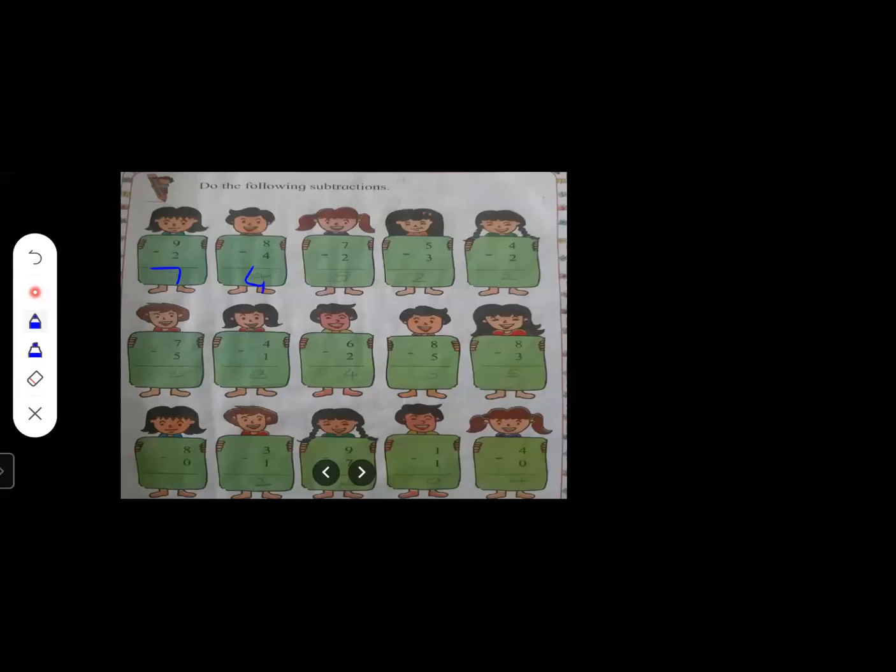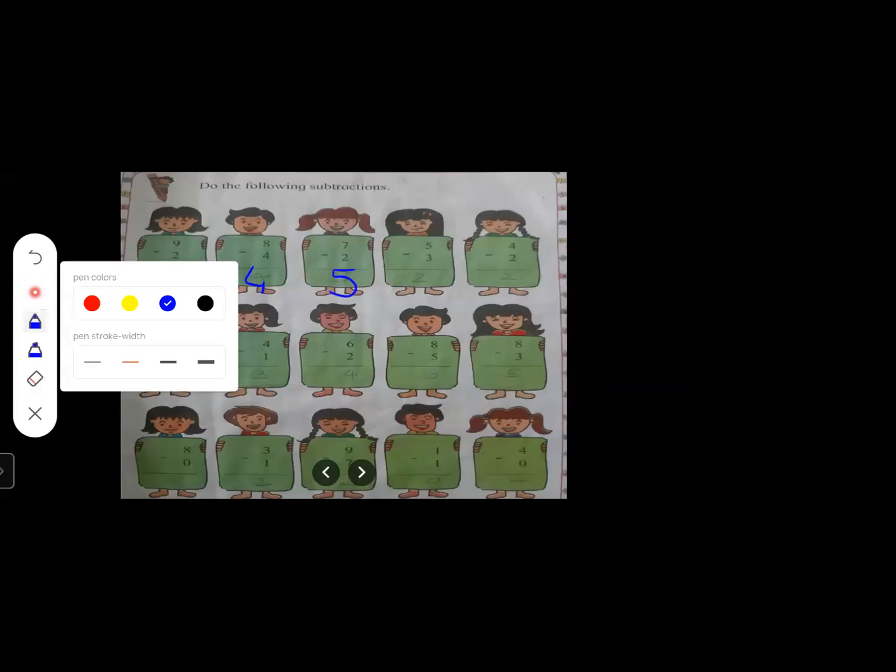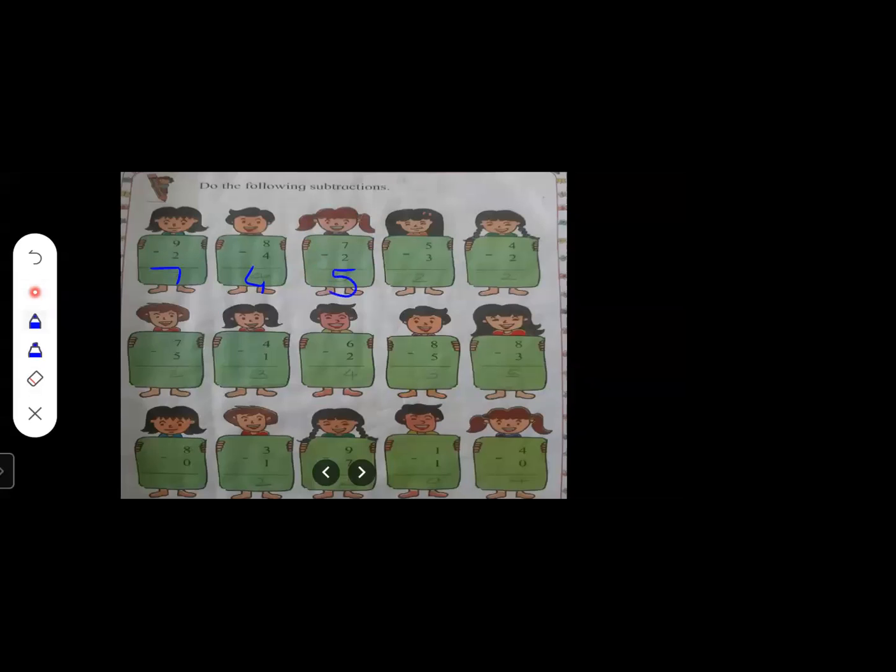Okay. Now next is 7 minus 2. From 7, if we cut 2, how many are remaining? Yes, 5. So 7 minus 2 is equal to 5. You can draw like this also. Your place is not there, but you can draw. Yesterday also I had taught you this thing.